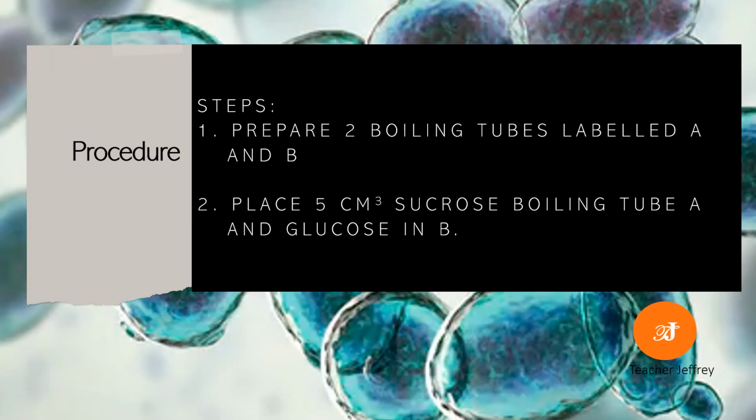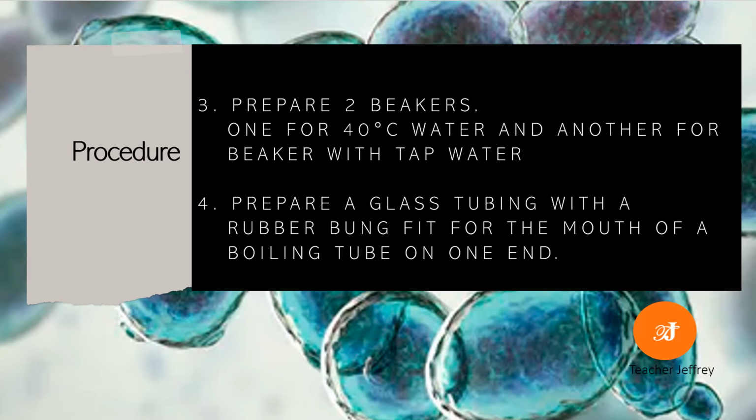This is our procedure. Step 1. Prepare 2 boiling tubes, label them A and B. Step 2. Place 5 cubic centimeters of sucrose into boiling tube A, and 5 cubic centimeters of glucose into boiling tube B. Step 3. Prepare 2 beakers, one for 40 degrees Celsius water and another for the beaker with tap water.